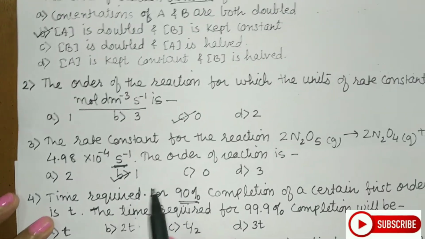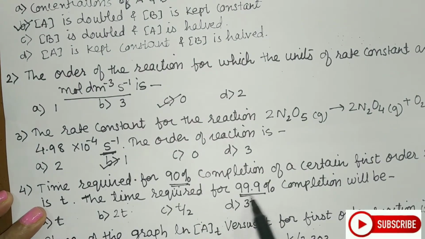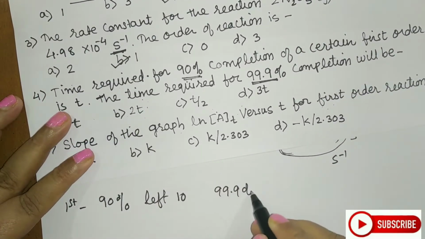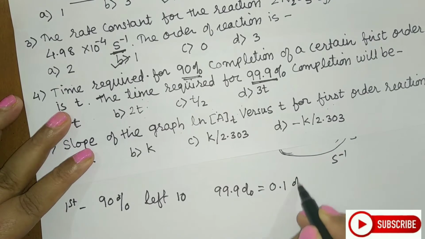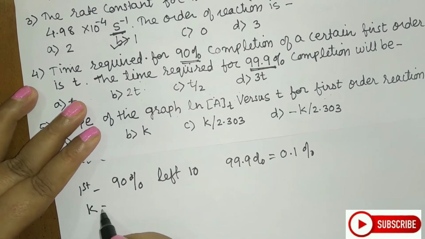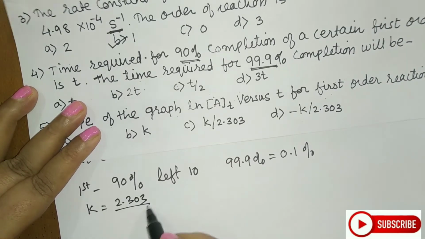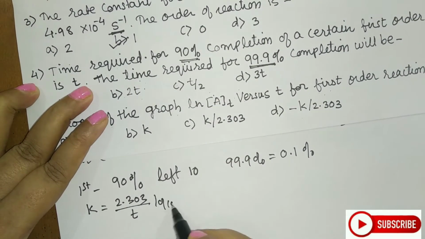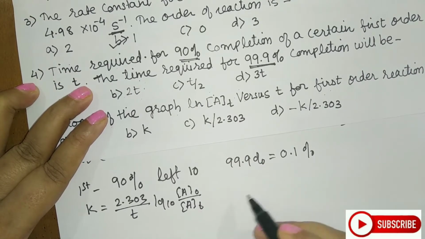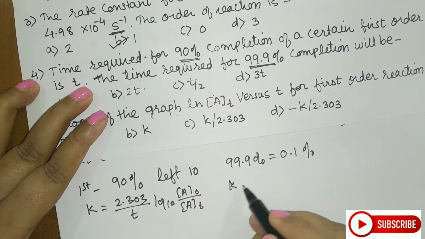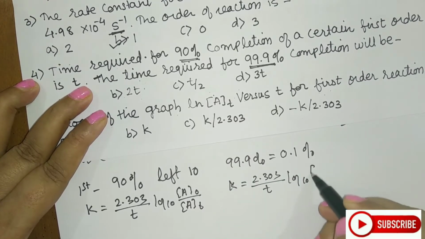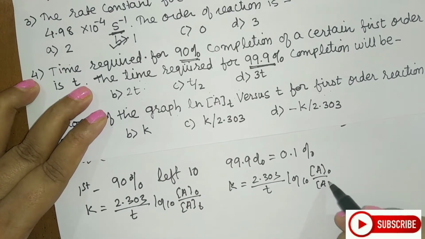If you see the second condition, they say 99.9% is completed. So if it is 99.9% completed, how much is left is 0.1%. Let us apply this from a formula. So k is equal to 2.303 upon t, log to the base 10 of initial concentration by final concentration left. Let us use the same here. k is equal to 2.303 upon t, log to the base 10 of A0 by At.